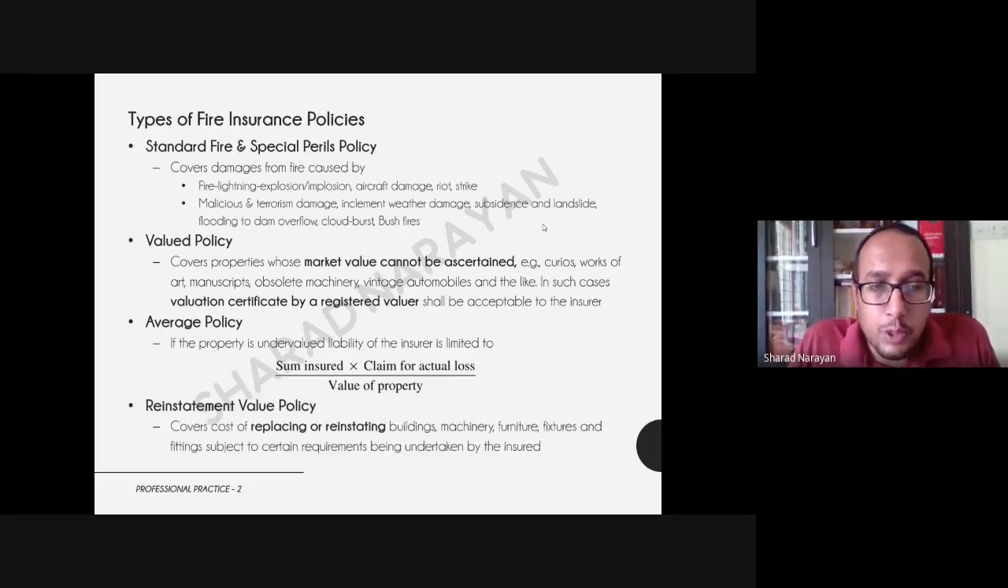A reinstatement value policy. This basically covers the cost of replacing or reinstating buildings, machinery, furniture, fixtures and fittings, subject to certain requirements which are being undertaken by the insured. Now, these requirements are basically those which we already talked about: that the insured is regularly undertaking maintenance work for the building and ensuring that no damage has occurred because of a lack of regular maintenance.